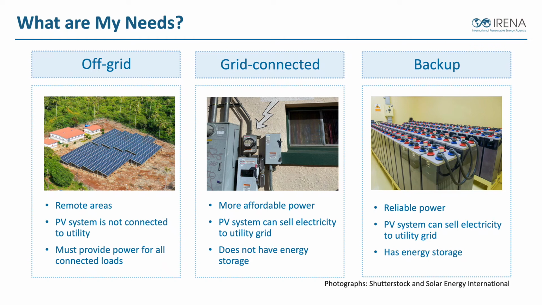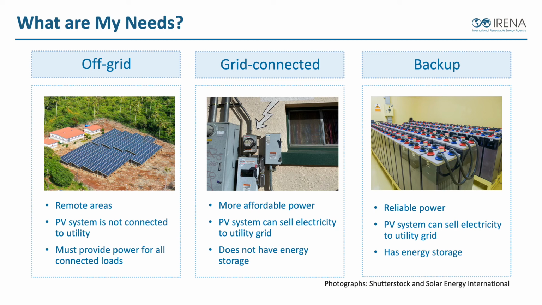Off-grid systems are going to be in remote areas or disconnected from the grid in some way. Usually this is a PV system that's not connected to the utility. When we say off-grid, we mean it's an independent power system. And because it's independent, we must provide power for all connected loads. If we're providing an independent power supply, we have to run everything within our design from this off-grid system.